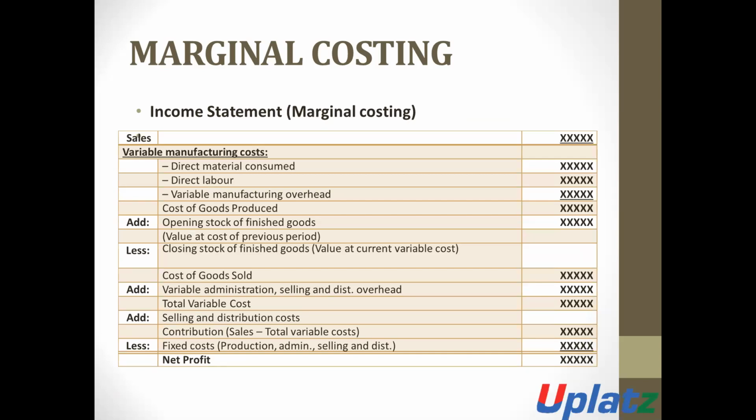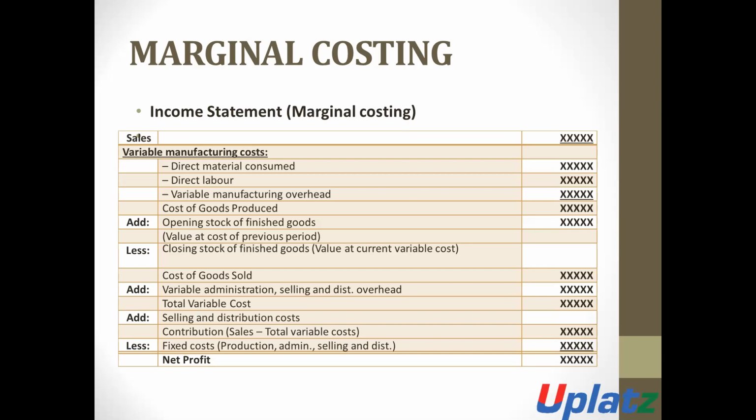And the income statement for marginal costing. First, we will calculate sales, and then we will exclude all the variable cost. Variable manufacturing cost is equal to direct material cost, direct labor, variable manufacturing overhead, and then we will identify the cost of goods produced. Then we will add opening stock of finished goods less closing stock of finished goods. On the basis of this, we will calculate the cost of goods sold.